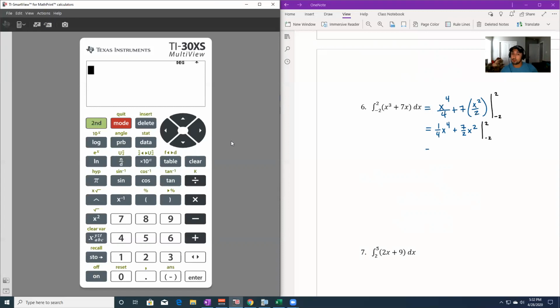Okay, plug in 2, plug in -2. So here's what I'm going to do. I'm going to show the table work. Builds character, right? So 1/4 or 0.25, whichever you prefer, I can say 0.25 because that's the same as 1/4 x to the 4th plus 7/2, which is 3.5 x squared. Enter. That's the top interval. Always type in the top interval first, because it's always top interval minus bottom interval. So type in 2. I get 18. Minus, type in -2. I get 18.